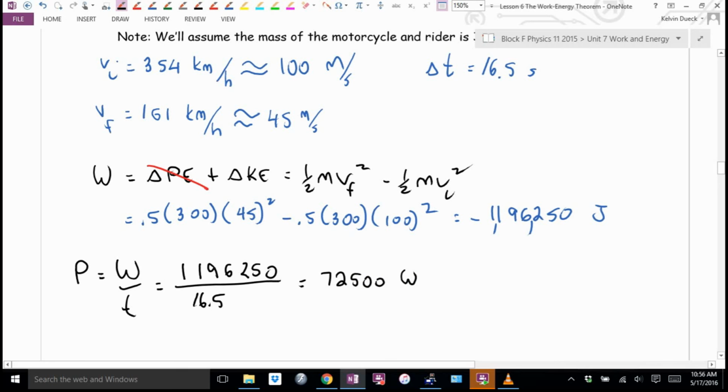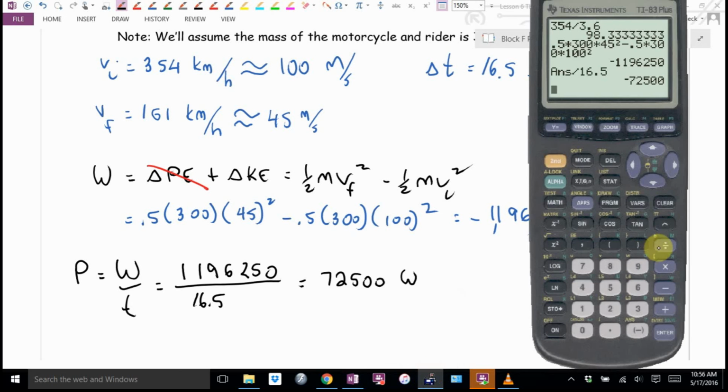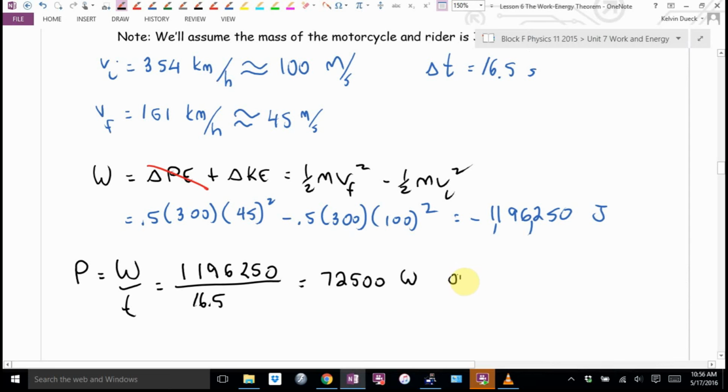What's a standard light bulb? Standard light bulb wattage. You've all put in a light bulb, I hope. 60. How many light bulbs would this light? Divide by 60, or 1,208 60-watt bulbs.